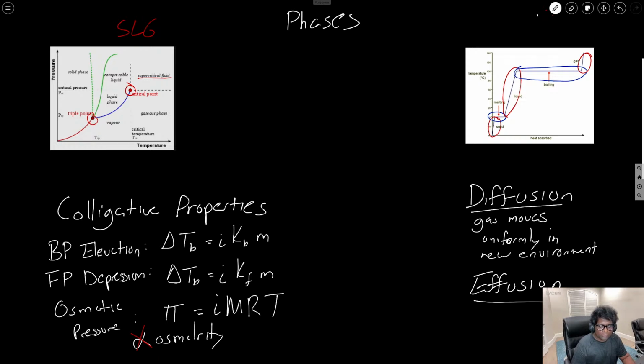Effusion, on the other hand, it's more like you're forcing the gas molecules out. It's being forced out of the environment. So I don't want to put new here because the gas moves uniformly in the environment when it's being diffused. Effusion, it's being forced out. So gas moves out of the environment.